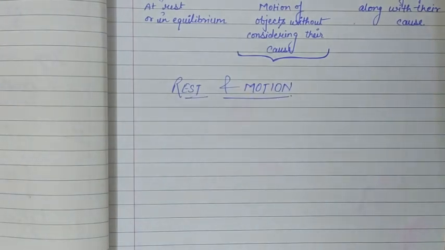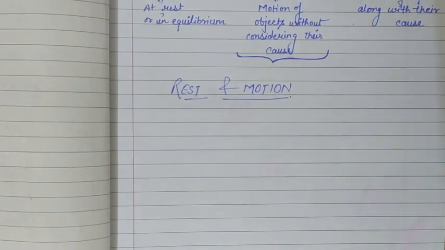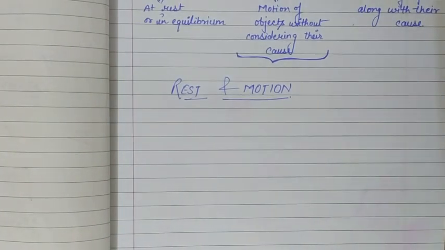In very simple words, I can define rest as: a body will be at rest if its position doesn't change with respect to its surroundings in the given duration of time, or with the passage of time. When will a body be at rest or stationary? It depends on the factor that its position doesn't change with respect to its surroundings with the passage of time.